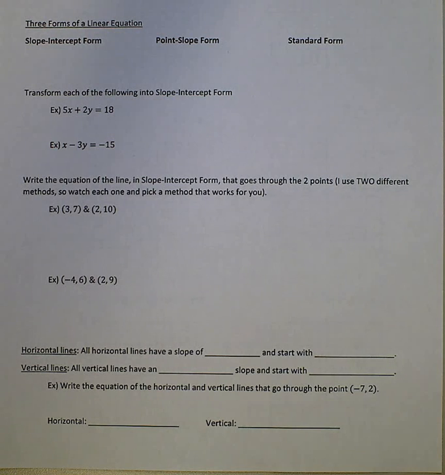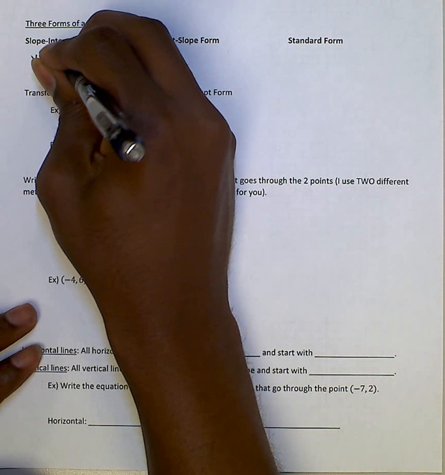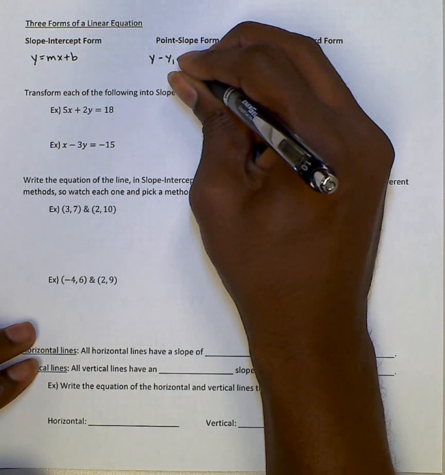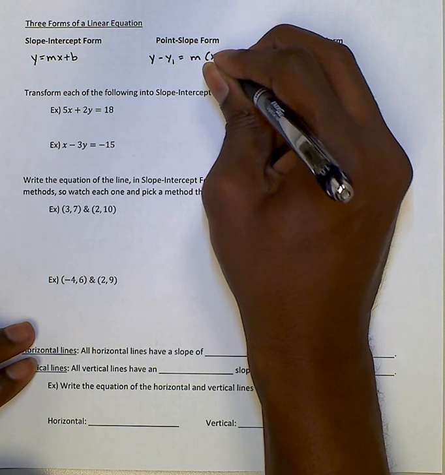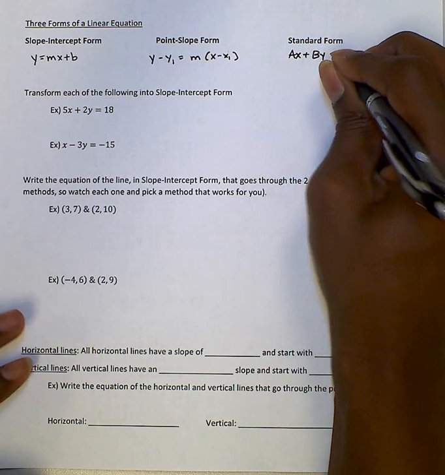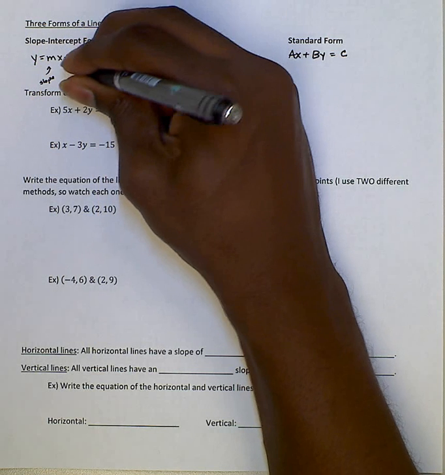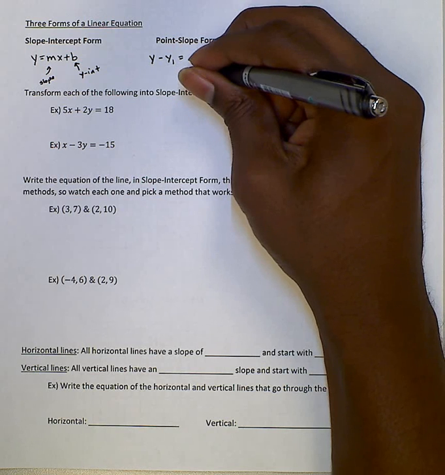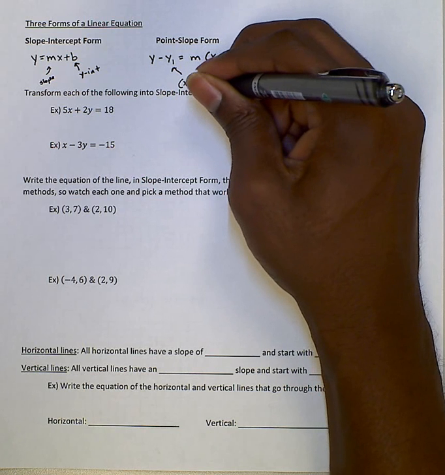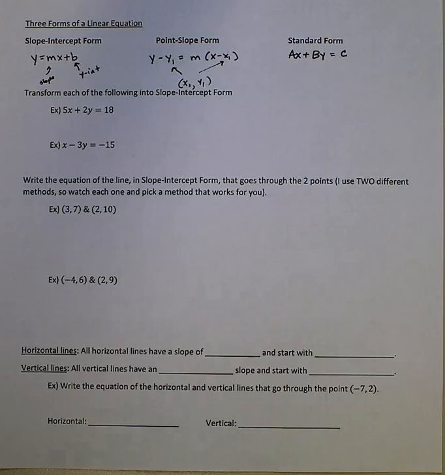Alright, so there are three forms of linear equations that you should know. Slope-intercept form, and that is y equals mx plus b. Point-slope form, and that is y minus y1 equals m times x minus x1. And standard form, that is ax plus by equals c. All this should be review for you. Remember that m stands for slope, b is the y-intercept. x1 and y1 are from the coordinates of the point that we use. A, B, and C don't stand for anything specific, but they are coefficients that make the standard form work.